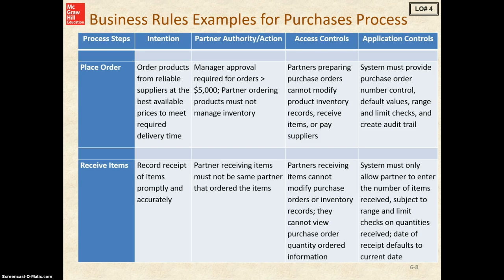Partner receiving items must not be the same partner that ordered the items. Partners receiving items cannot modify purchase orders or inventory records. They cannot view purchase order quantity ordered information. And for application controls, a system must only allow partner to enter the number of items received, subject to the range and limit checks on quantities received, date of receipt defaults to current date.